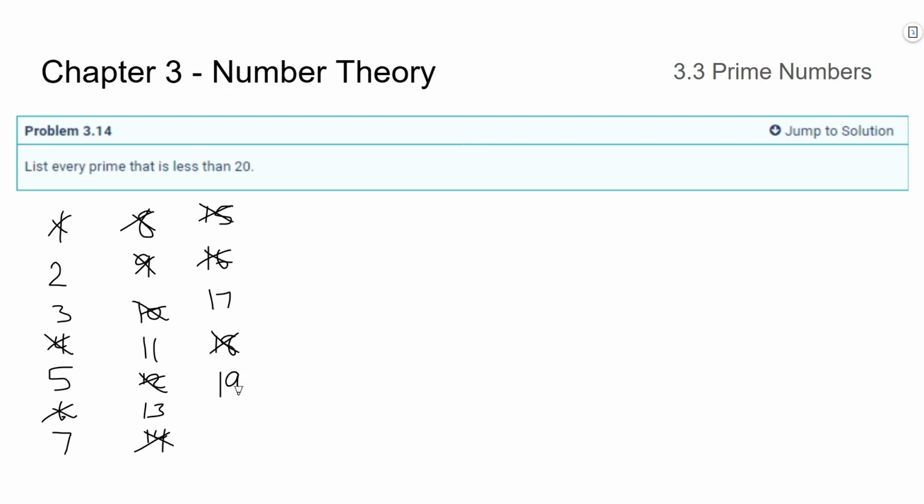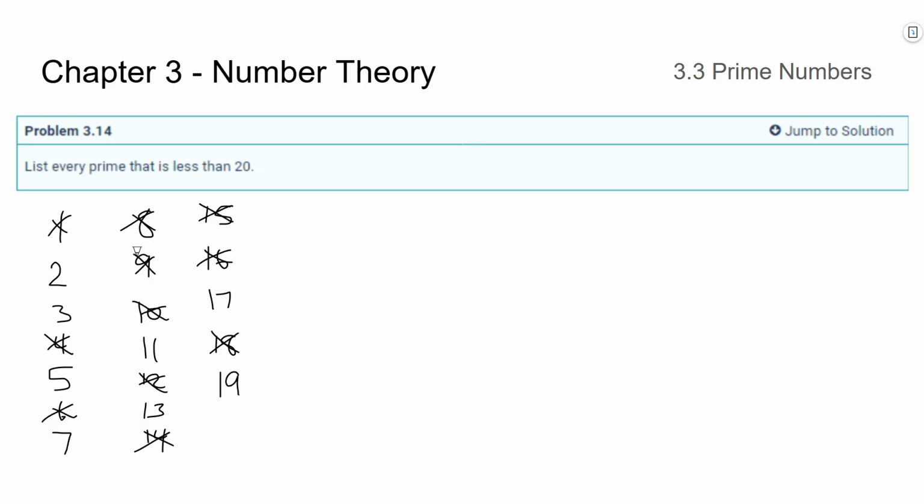How about 19? Well, let's see. Not divisible by 2. 3, 1 plus 9 is 10. That's not a multiple of 3. Also not a multiple of 9. So 4, no. 5, no. 6, no. 7, no. It'd be 14, then 21. 8 is even. 9 we already did. 10 doesn't end in a 0. 11, then 22. 12 is even. 13, and then 26, no. 14 is even. 15, and then 30, no.